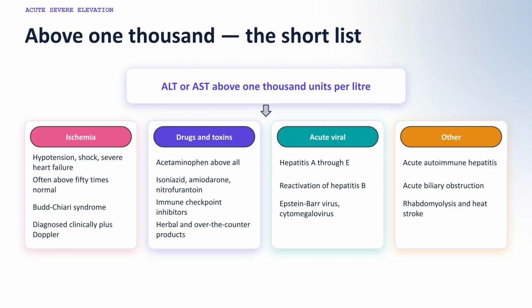Those often go above 50 times the upper limit. Drugs and toxins. Acetaminophen above everything else. Then isoniazid, amiodarone, nitrofurantoin, immune checkpoint inhibitors, and over-the-counter and herbal products. Acute viral hepatitis A through E and reactivation of hepatitis B. And then the others. Acute autoimmune hepatitis, acute biliary obstruction, and rhabdomyolysis, or heat stroke.